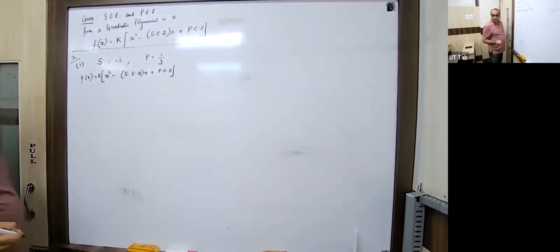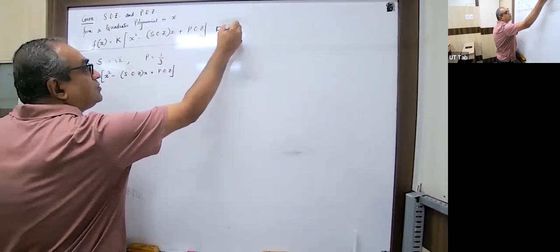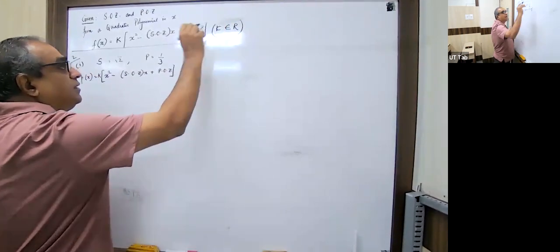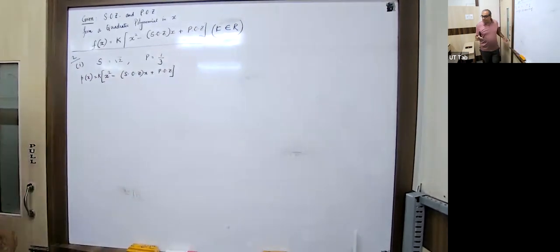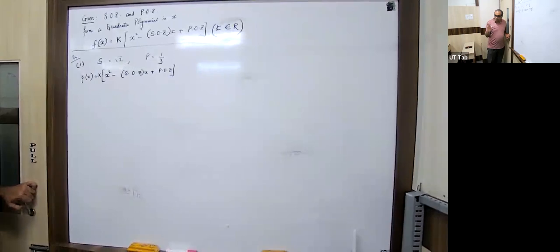Okay. k belongs to a real number. That means it can be any number, positive, negative, fraction, anything, except 0. Except 0.